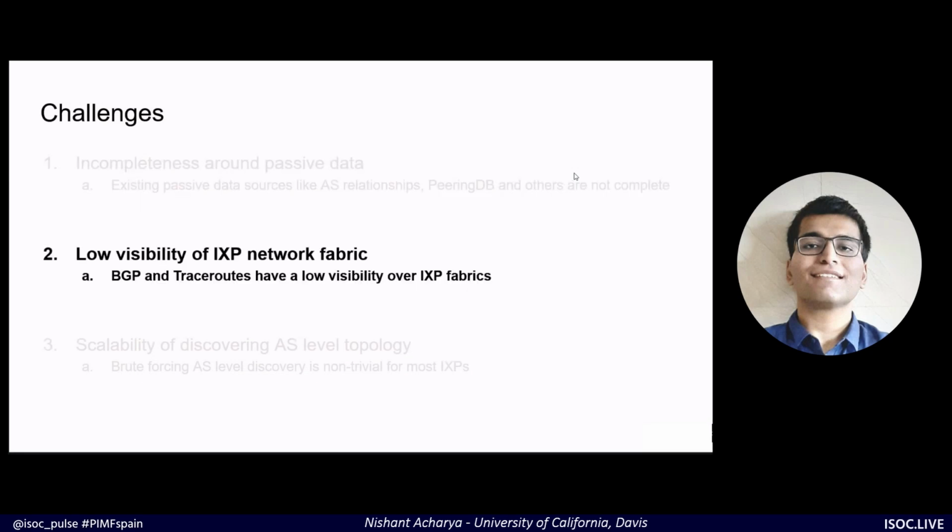The second challenge is the low visibility of IXP network fabrics. IXP networks don't often show up on BGP forwarding paths, and traceroutes to them might not overall return a reply when you do an ICMP probe, which leads to challenges if you're trying to find out the overall traffic, the connectivity, or the inclusion in certain IXPs or exclusion of certain links in these IXPs.